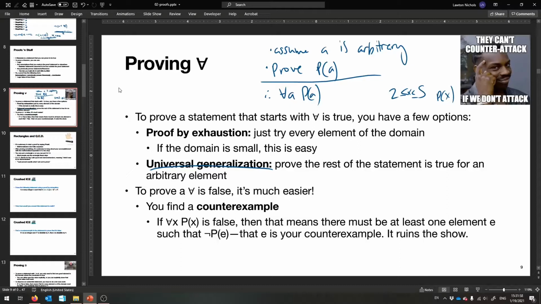And then the one that we know already, it's called universal generalization. Okay, that's the name of the rule. You just prove your conclusion, the rest of the statement, prove that it's true for an arbitrary element, and then you suddenly have for all A, P of A. All right, we'll get examples of that.